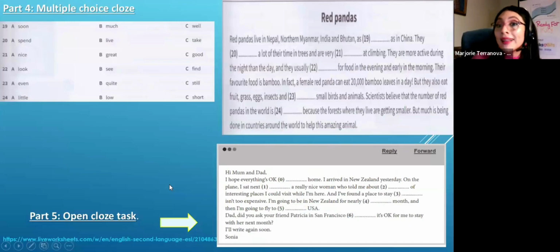I already showed you an activity that you can use with your classes. And I also recommend using live worksheets. You have a bunch of material there. So let's start with part 4, okay?